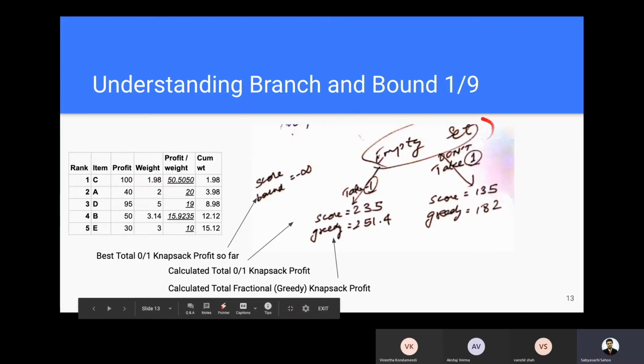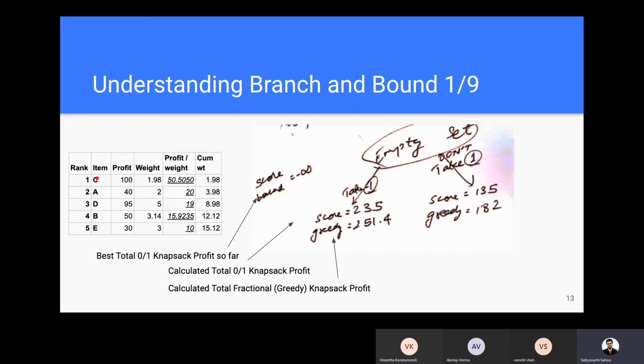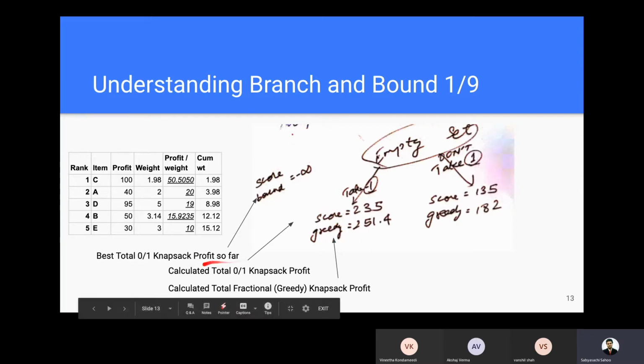Now what we would like to do is, let's say we start with an empty set, and one by one, in a depth first search kind of pattern, we go through all the items. But for every item, we ask this question: do we take it or do we not take it? So here, we start with an empty set and ask: if we take one, what will be the score and what will be the greedy score? Score is nothing but your total 0-1 knapsack profit.